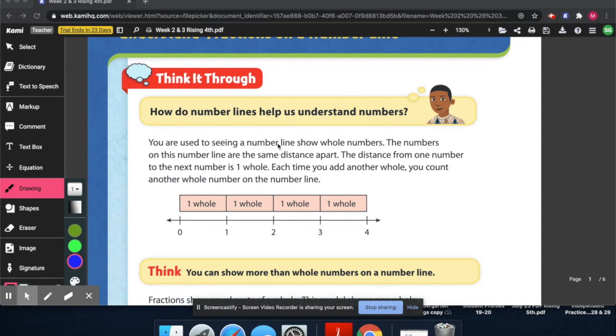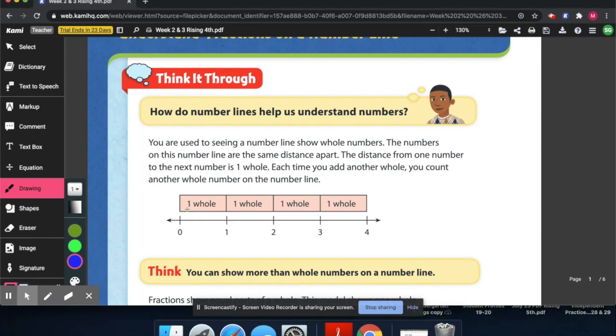You're used to seeing a number line that shows whole numbers. The numbers on this number line are the same distance apart. The distance from one number to the next is one whole. Each time you add another whole, you count another whole number on the number line.